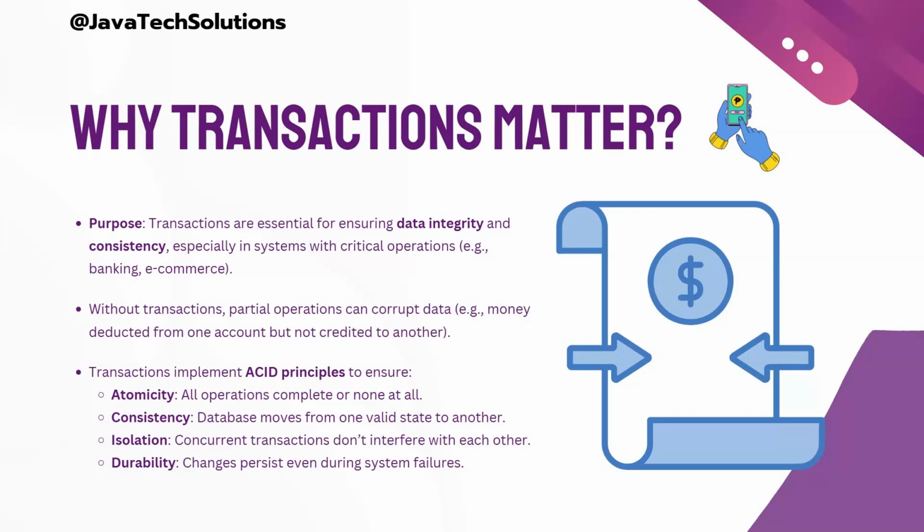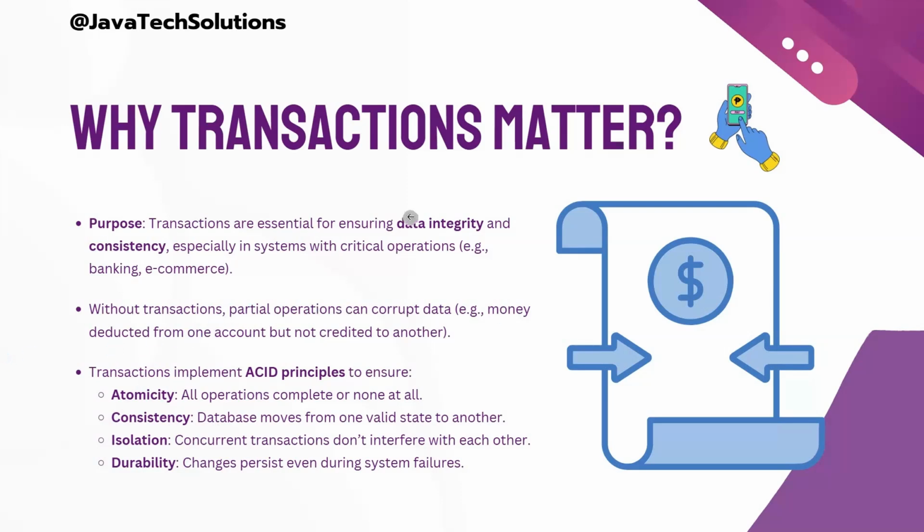As I said, transactions implement the ACID principle. Atomicity means all operations either complete or none at all. Consistency means the database moves from one valid state to another. Isolation means concurrent transactions don't interfere with each other. And durability means changes persist even during system failure.